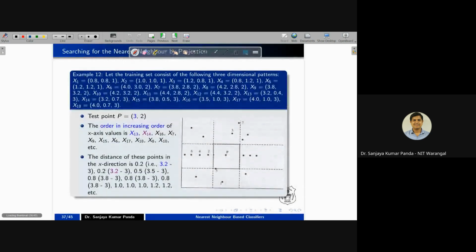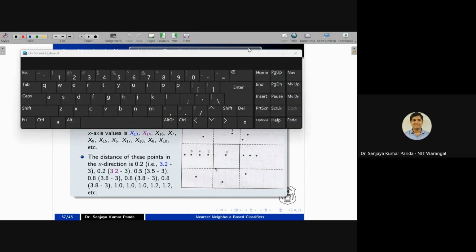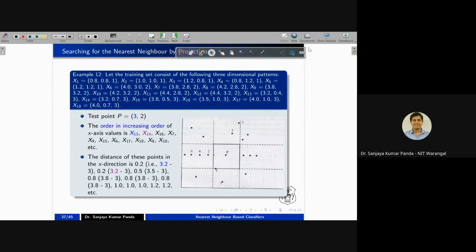Okay. Then the third one is called searching for the nearest neighbor by projection. So what we will do here, in this case, I'm taking the same data set, and again the test pattern P is equal to 3.2. So here we order all the data points in the increasing order.